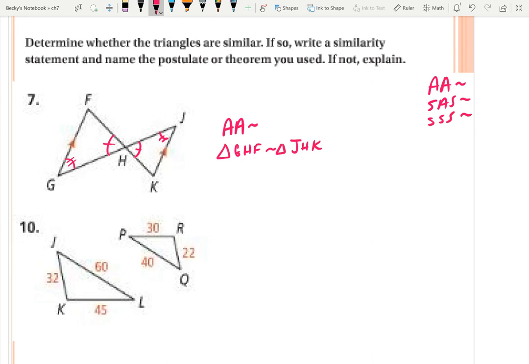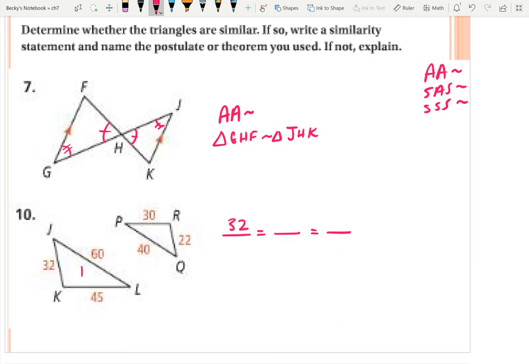Now, for number 10, a lot of people, because it's flipped and rotated, don't know how to do this one. I only know sides, so it's probably SSS, and we need to make sure it works. The easiest way to do this is to take whatever triangle you want to start with. I'm just going to start with that one. I'm going to put the sides in order from smallest to greatest all along the top, in the numerator.